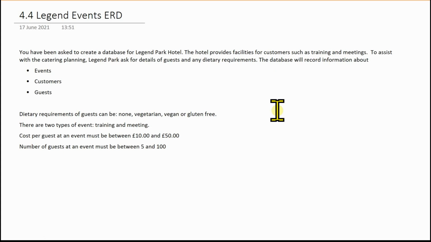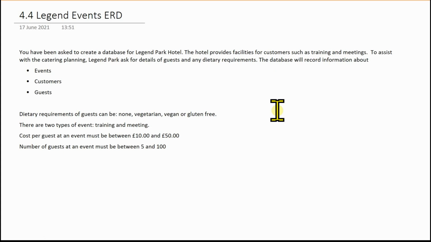The hotel provides facilities for customers such as training and meetings. To assist with the catering planning, Legend Park ask for details of guests and any dietary requirements. The database will record information about events, customers and guests. Dietary requirements of guests can be non-vegetarian, vegan or gluten-free. There are two types of events, training and meeting.